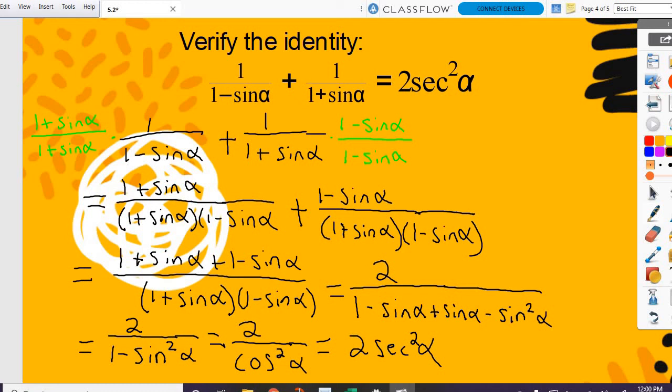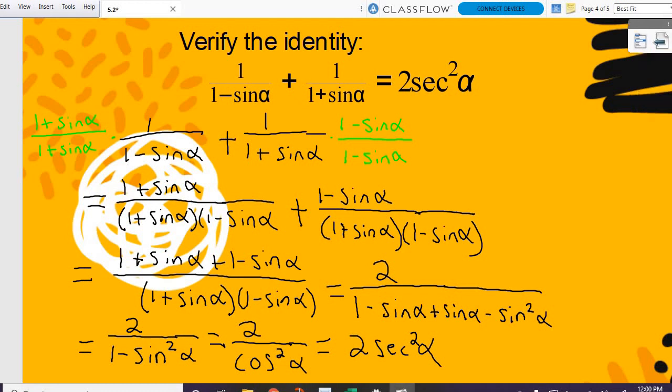So again, we know that we're done because we've gotten ourselves to the other side. So we can state our conclusion statement. Therefore, 1 divided by 1 minus sine of alpha plus 1 divided by 1 plus sine of alpha equals 2 secant squared of alpha. And I draw a box around it to say that.